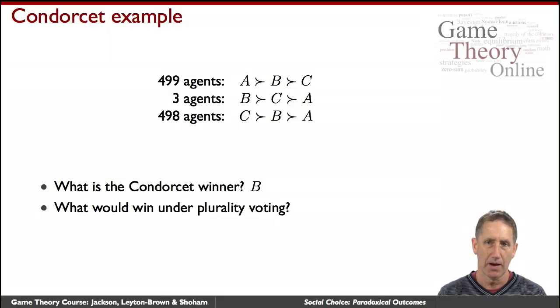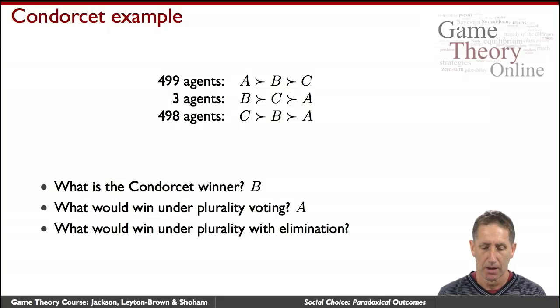Well, now think about the simplest sort of voting we're familiar with, plurality voting. Everybody votes for their top candidate. Who would win the plurality voting here? Well, again, you could pause the video, or in this case, it's fairly straightforward, right? Clearly, A would win it because 499 agents would vote for A, and the next highest number would be C with 498. So plurality voting doesn't give you the candidate that on the face of it should be the clear winner.